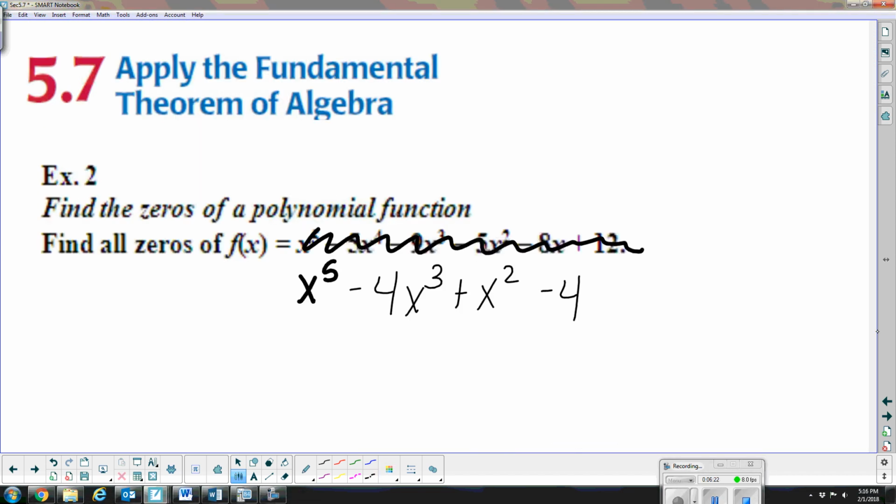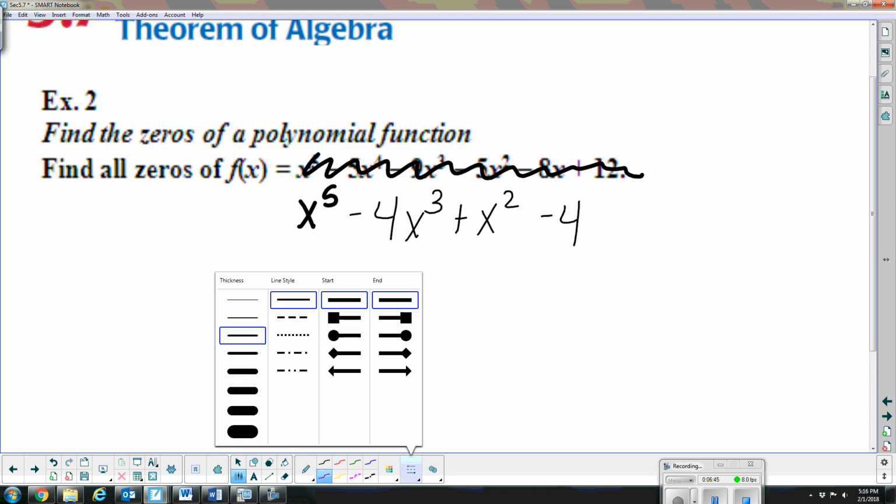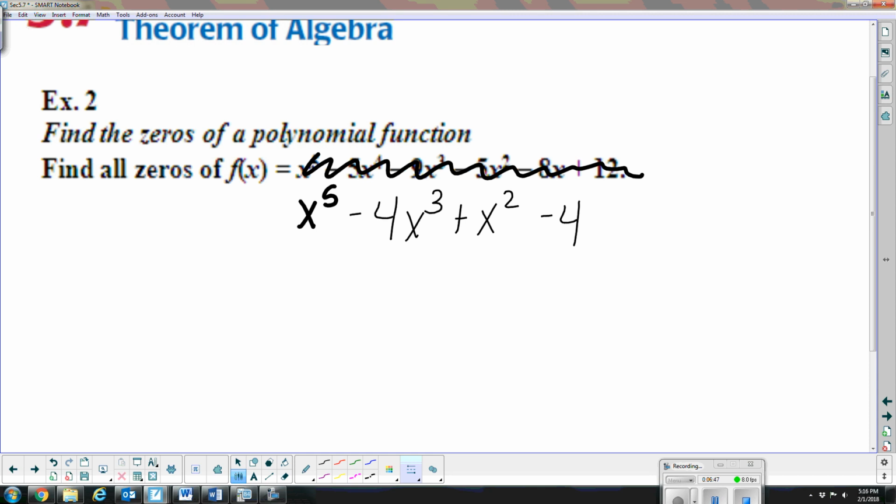So now that you know how many zeros you have and what kinds of zeros you might have in a polynomial function, you might have some that are positive, some that are imaginary, some that are repeated, some that are irrational. But actually finding the zeros is a little trickier. You have to know how many you have to start with, so you know how many you're looking for. So let's look at this function. How many zeros am I going to have?